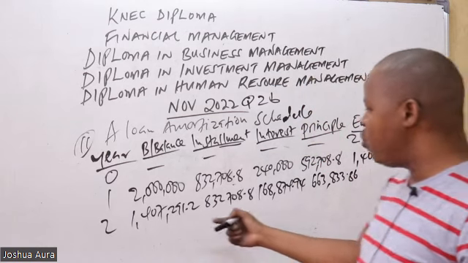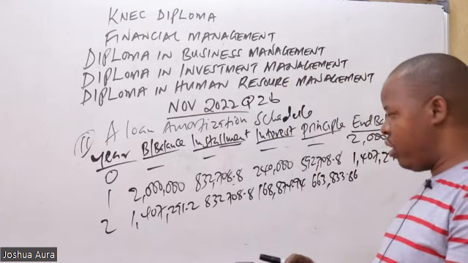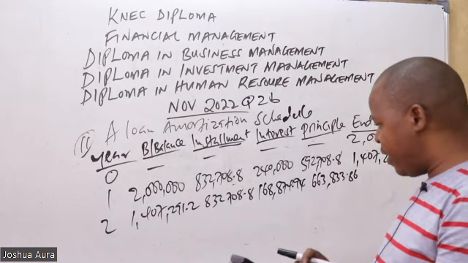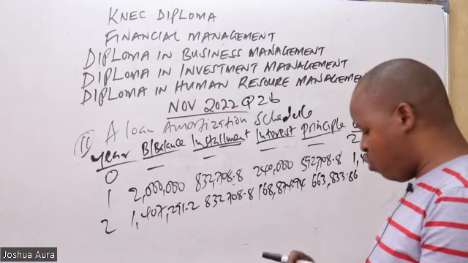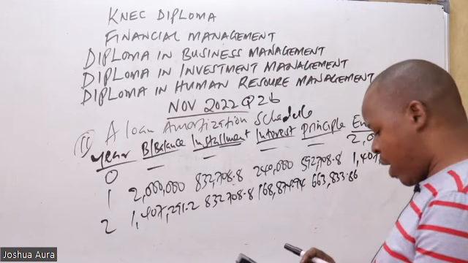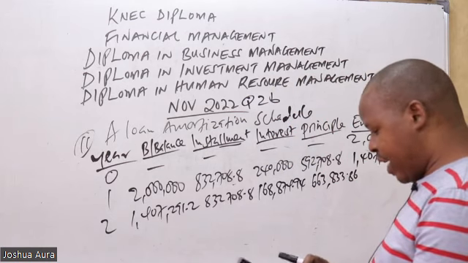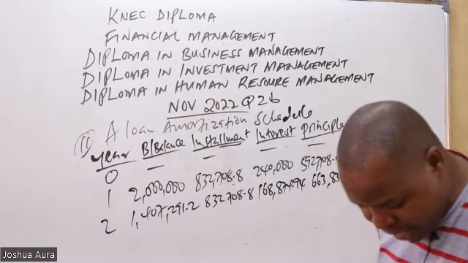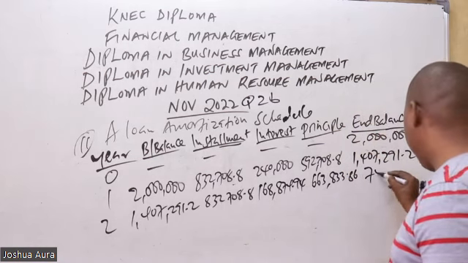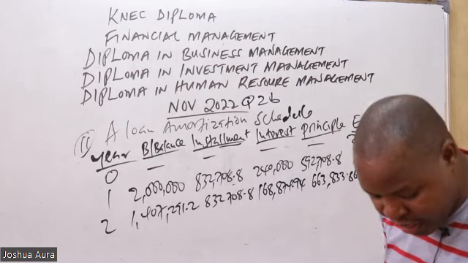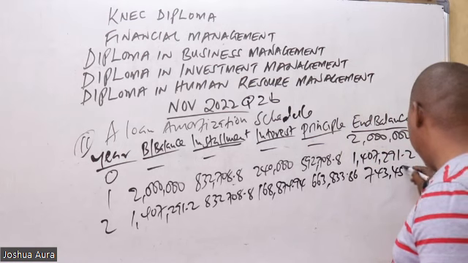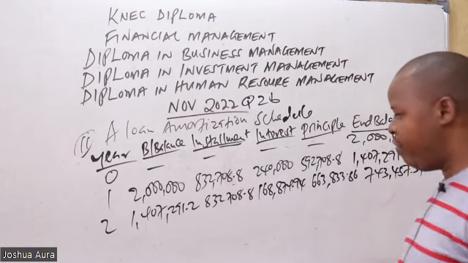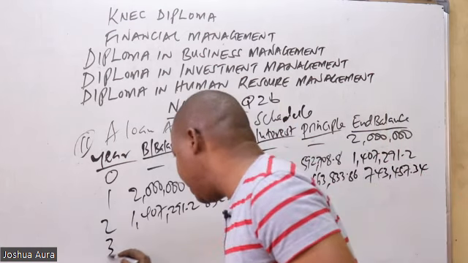And what is our ending balance for year 2? We take the beginning balance minus principal amount, 1,407,291.2 minus the principal amount of 663,833.86. What is our ending balance for year 2? 743,457.34.